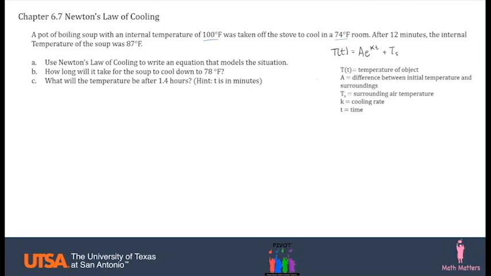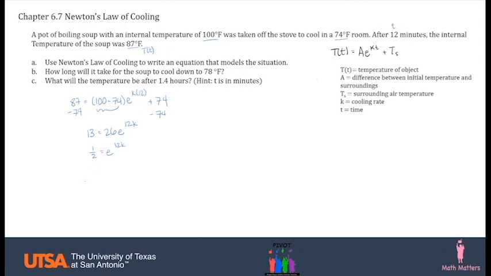So for part A, we know that the temperature was 87, so this is our T of t, that 100 was the initial, 74 is the room, the surroundings, and t is 12. So we can plug in whatever we know into the equation, and solve for what we don't know. We have 87 equals (100 minus 74) times e to the k times 12, plus 74. If we subtract 74 from both sides, we get 13 equals, and we simplify this to 26 e to the 12k. Then if we divide both sides by 26, we get 1/2 equals e to the 12k.